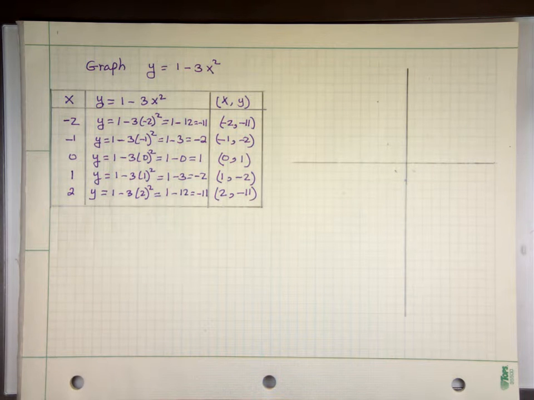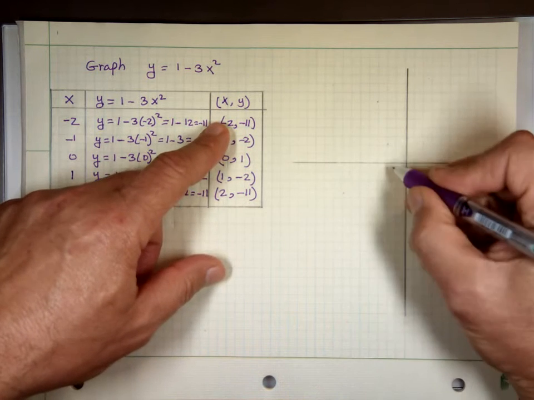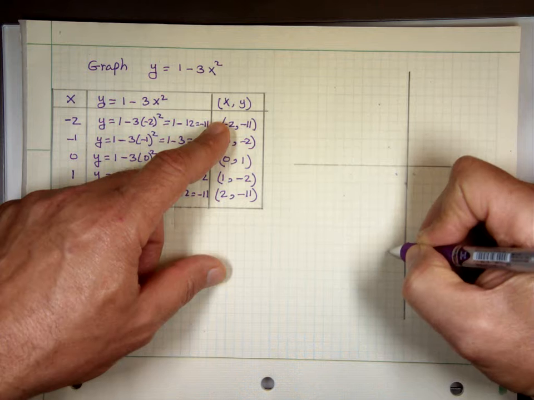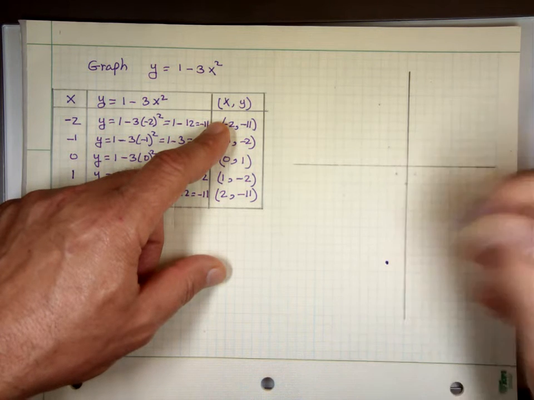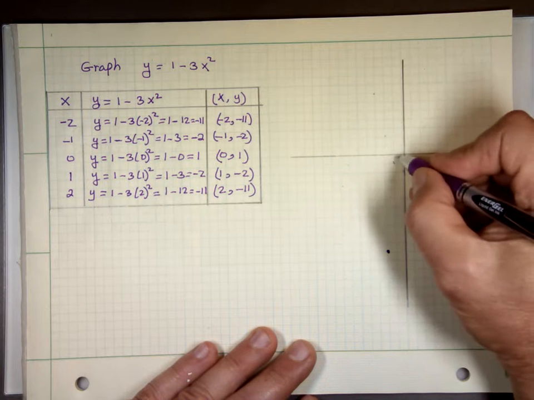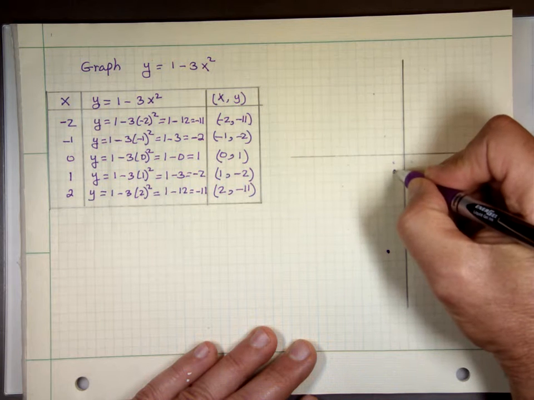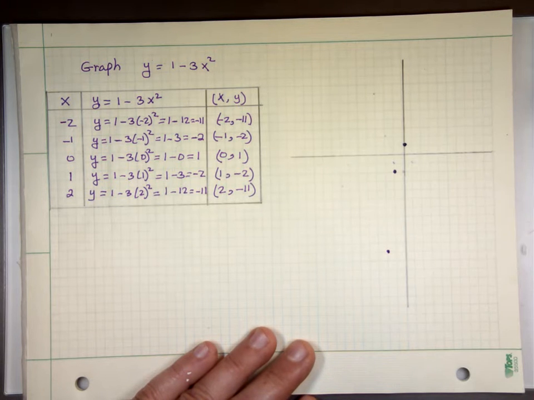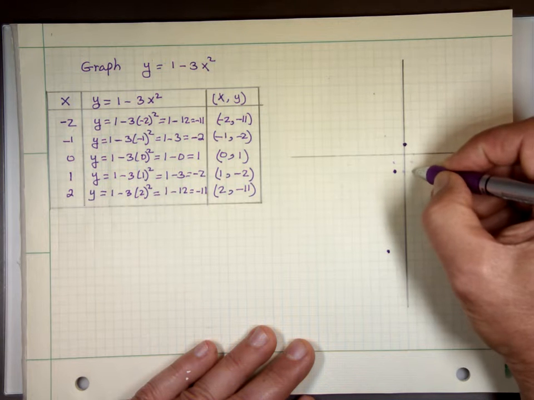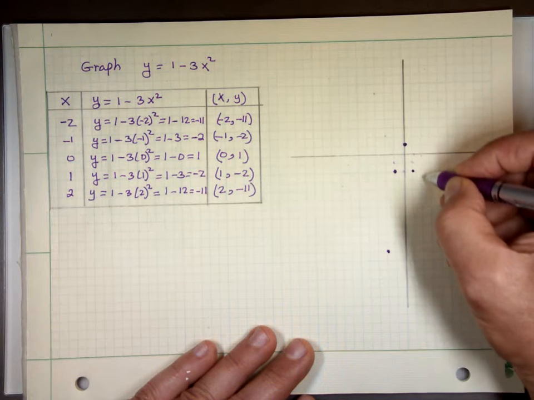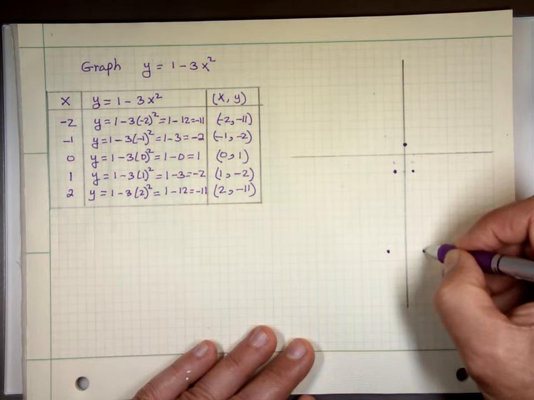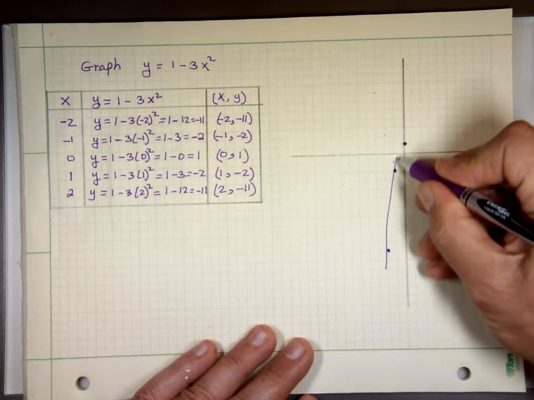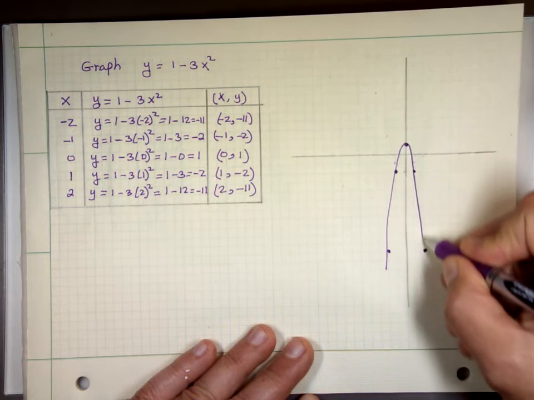There we go. Negative 2 and minus 11. Right there. Negative 1 and minus 2. 0 and 1 is right here. 1 and negative 2. 2 and negative 11. Notice the numbers are matching. That tells you it's symmetric. So the graph looks like this, and it continues.